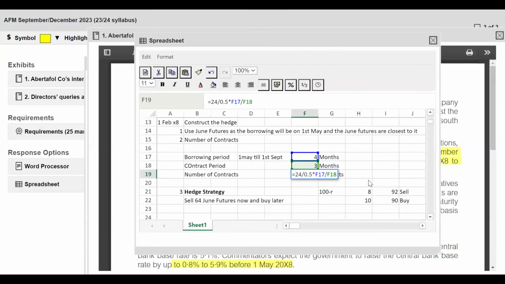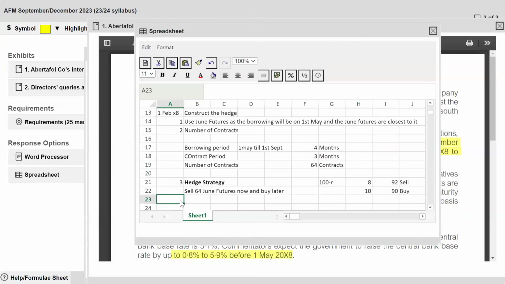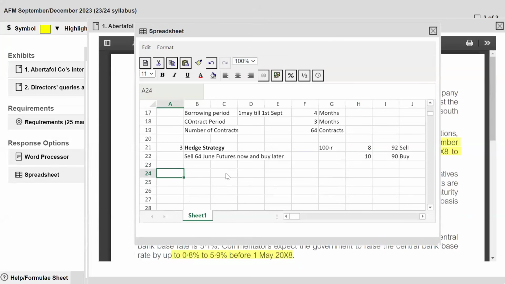Okay, lovely. Now, what happens is that the hedge strategy is to sell 64 June futures now and buy later. Now, what we would do is calculate the basis. How do we establish the basis?